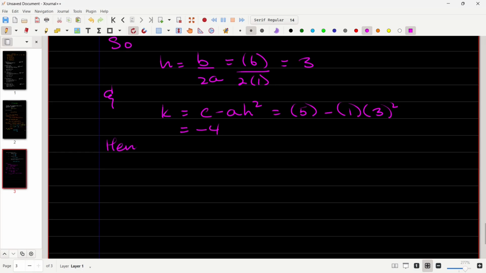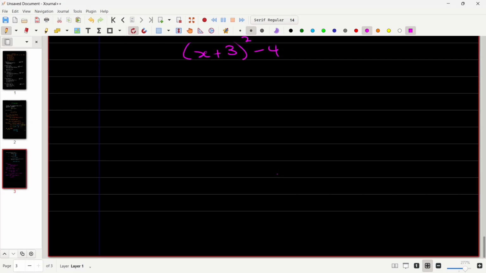All right, so the answer works out. So hence, the vertex form is, and we're going to call this x plus 3, which is the h, squared, minus 4, which is the k. And that's it. You're done. Okay, let's try another example.